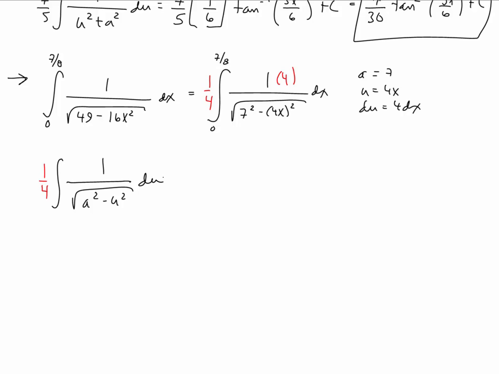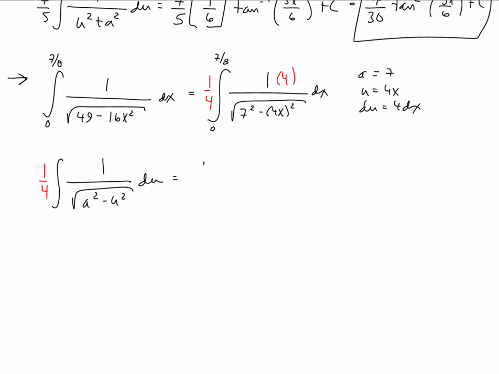Now notice I have dropped my limits of integration, and the reason I've dropped them is because here they're in terms of x, and this is in terms of u, so having a 0 and a 7/8 here wouldn't make sense. If I want to change my limits of integration, I can. So I either need to drop them or change them, but I can't leave them the same when I'm using u substitution. It's something to keep in mind and look for.